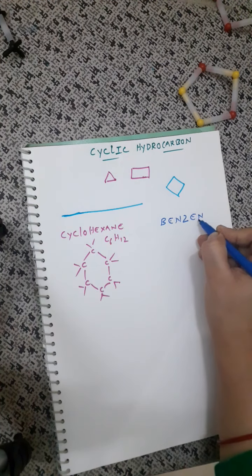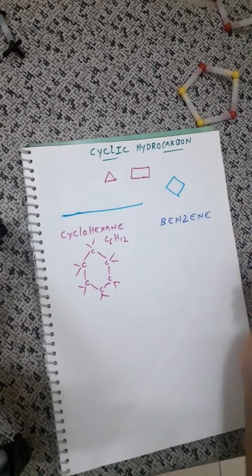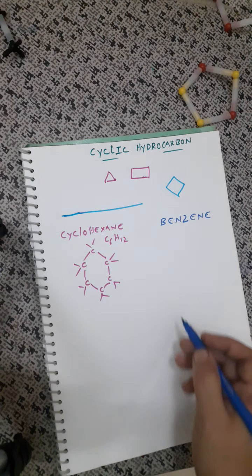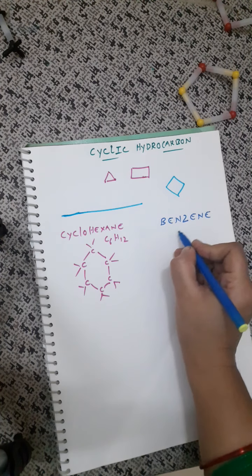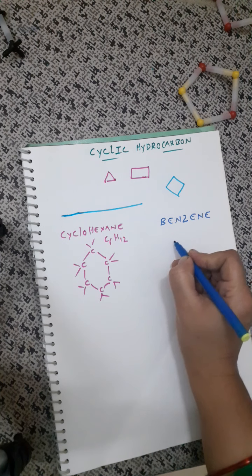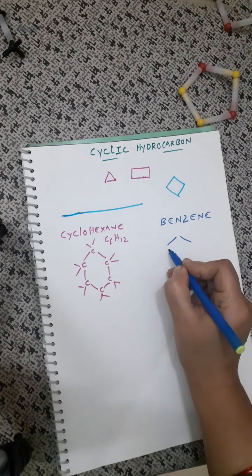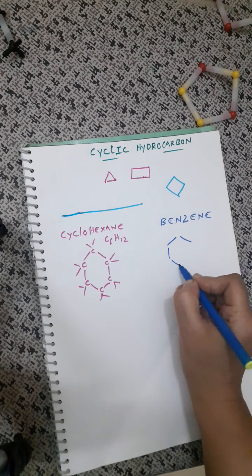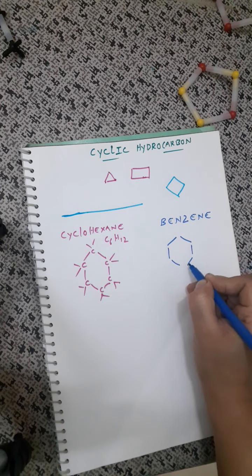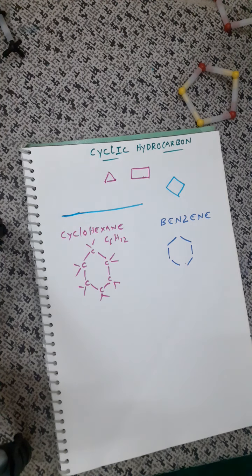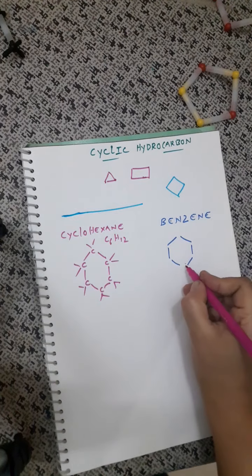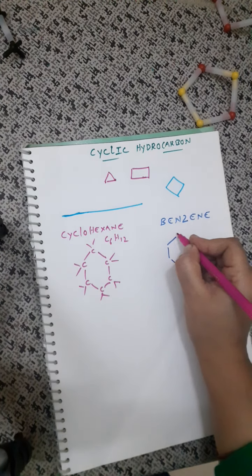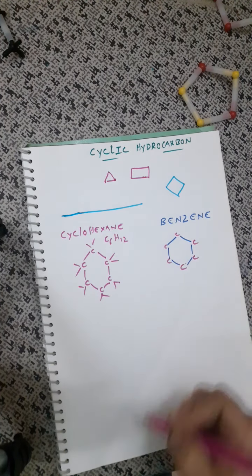What is this called? Benzene. Now this benzene is a hexane compound. It is a hex compound. That means it has how many carbons? Yeah, 6 carbons. So let me put them. 1, 2, 3, 4, 5 and 6.